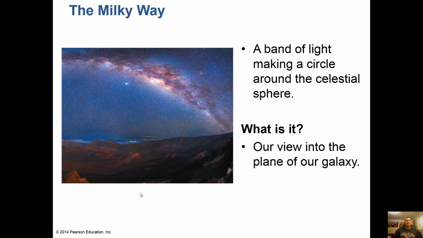The Milky Way is a band of light making a circle around the celestial sphere. So this is our view into the plane of our own galaxy. Our galaxy is a flat disk with a bulge in the middle. It looks like a soft fried egg.